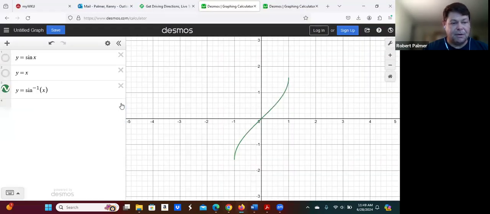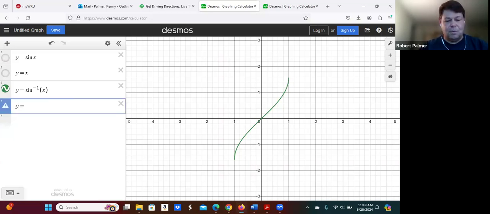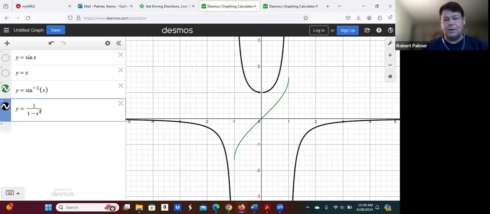Let's just get rid of this for now. So let's graph y equals 1 divided by the square root of 1 minus x squared. Ignore these parts out here; we're just looking between -1 and 1. So once again, our original function, remember we're talking about the slope of the tangent line.